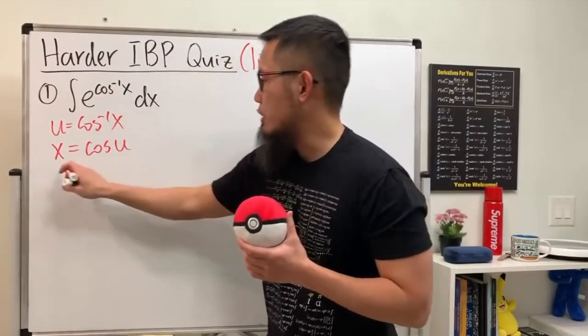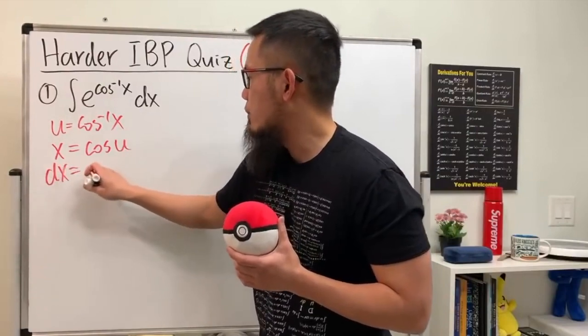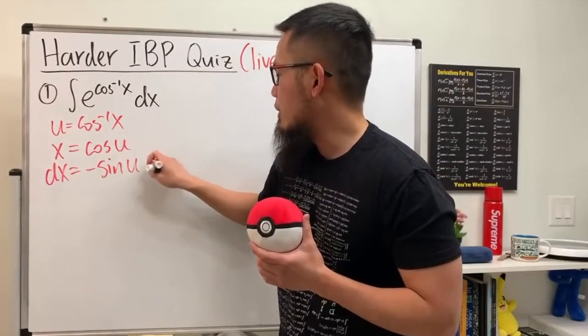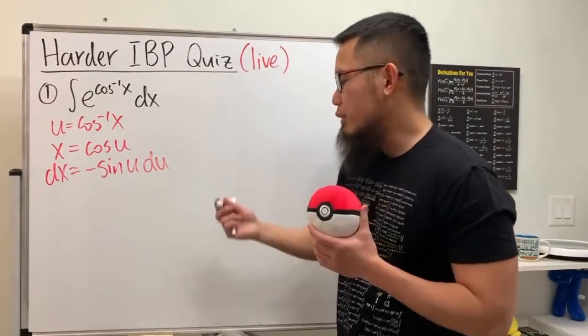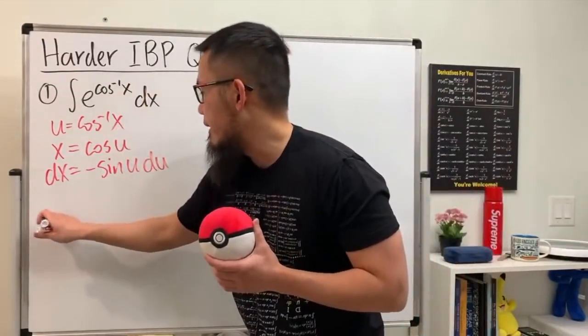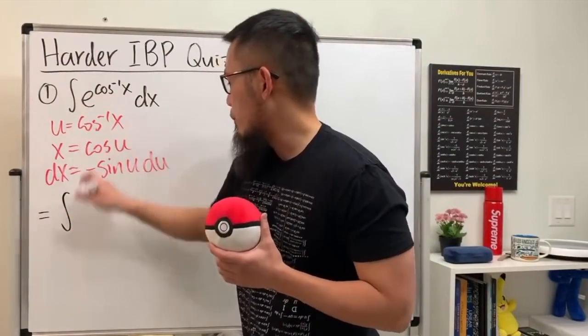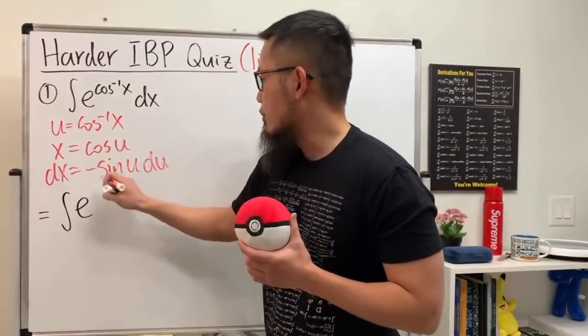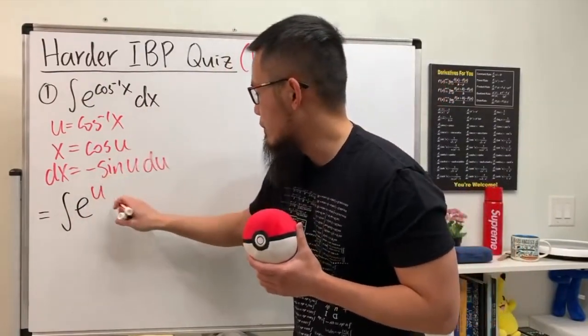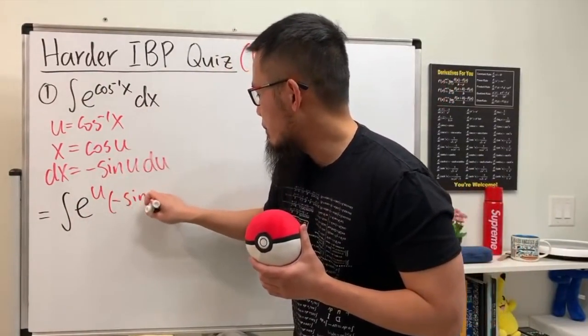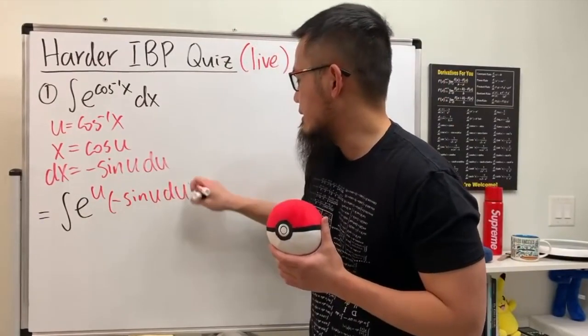From here, we can just differentiate both sides. We can see that dx is just equal to negative sine u du. And you guys know it. We'll take this integral to the u world, and you'll see this is going to be really, really nice. This right here is equal to the integral, and we have e, and then this right here is just going to be our u. And then dx is equal to all that, which is the negative sine u du, like this, right?